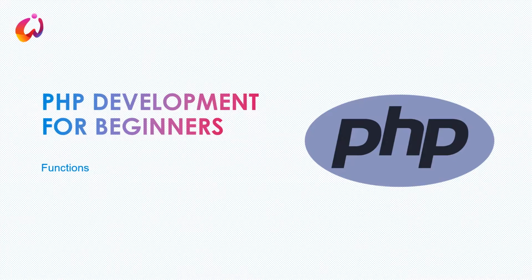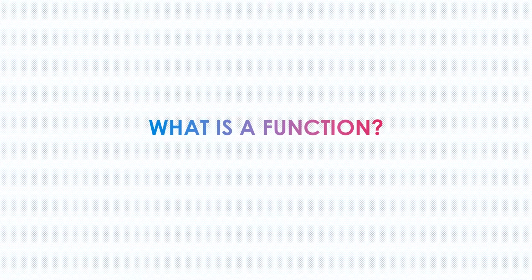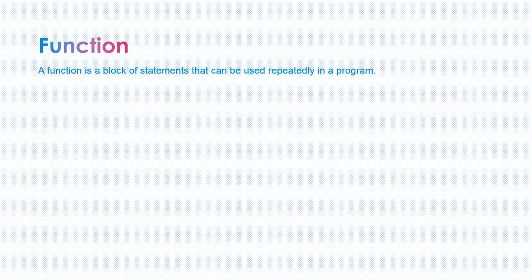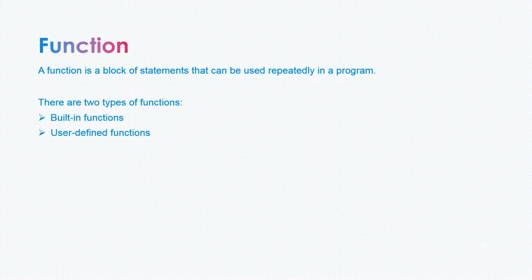For this lesson, let's talk about functions: what they do, what they are for, and how you can create your own functions. So first of all, what is a function? A function is a block of statements that can be used repeatedly in a program. Now, there are two types of functions. The first type is called built-in functions, and the second type is called user-defined functions.